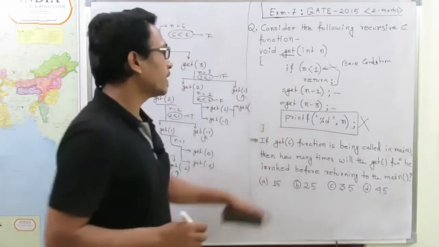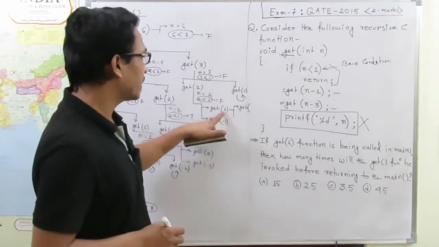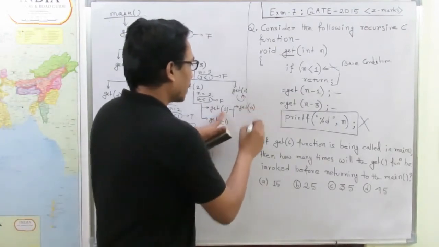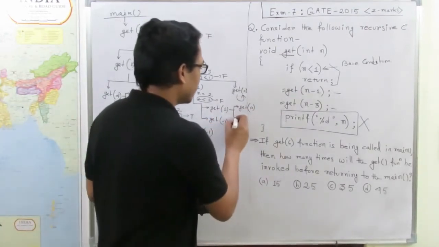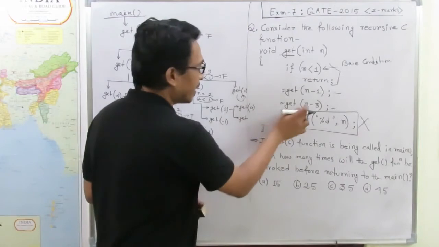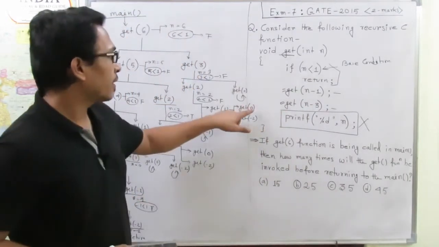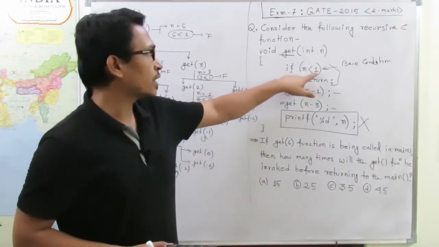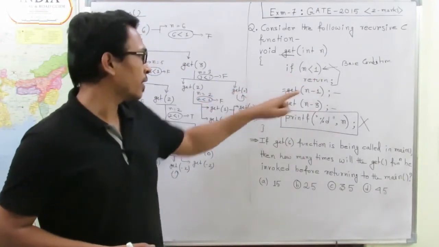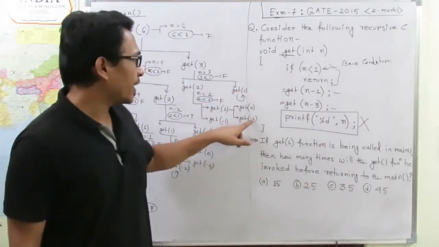Get, what is the value of n? The value of n is 1. 1 minus 1 is 0. What is the value of n? N is 1. So get 1 minus 3 means minus 2. Now look at here. Here the value of n is 0. So 0 less than 1, that means true. So it will return. Here in this case the value of n is minus 2.